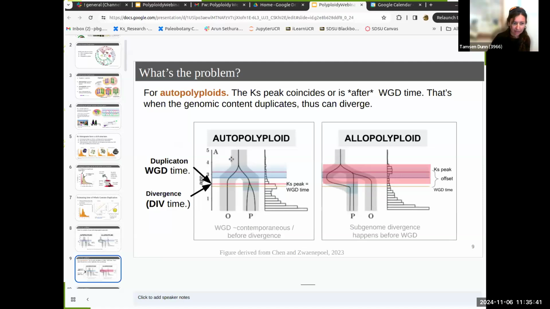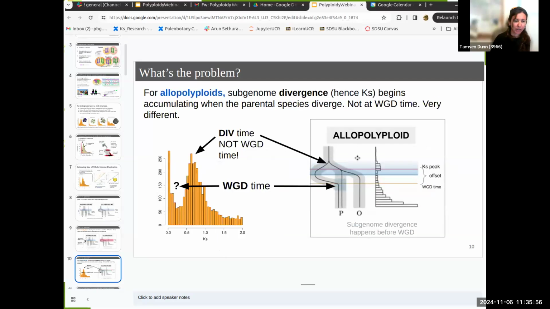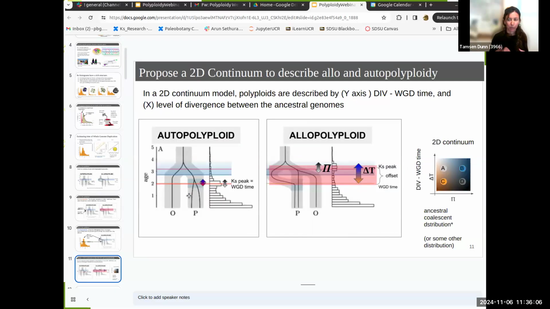So yeah, I guess this is essentially what I just talked through. For autopolyploids, divergence between those paralogs is going to happen after whole genome duplication. But for allopolyploids, the divergence is going to happen before whole genome duplication. So what you're getting here is the divergence time, not the whole genome duplication time. Trying to resolve the differences between divergence time and whole genome duplication time led me to think of polyploidy more as a 2D continuum.